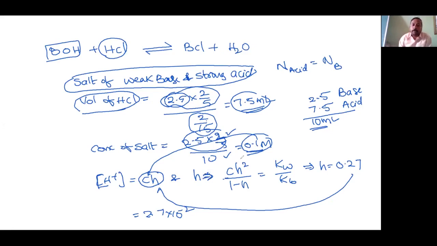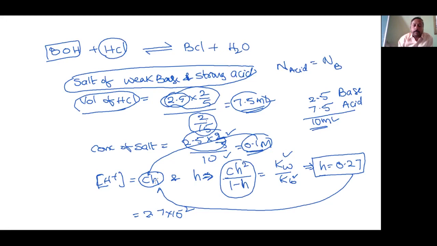For alpha, what will we take? C alpha square upon 1 minus alpha. We will get Ka or Kb, but it is a hydrolysis constant. Therefore, C h square upon 1 minus h equals Kw upon Kb. Kw is 10 to the power of minus 14. Kb you are given. Then you will find the hydrolysis constant as 0.27. How much is it? 0.27.